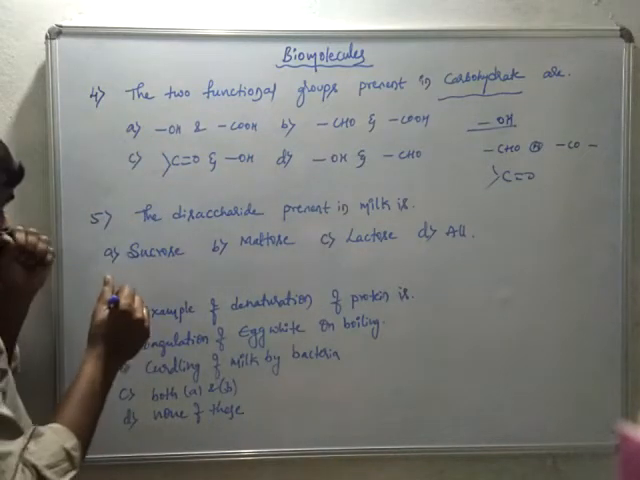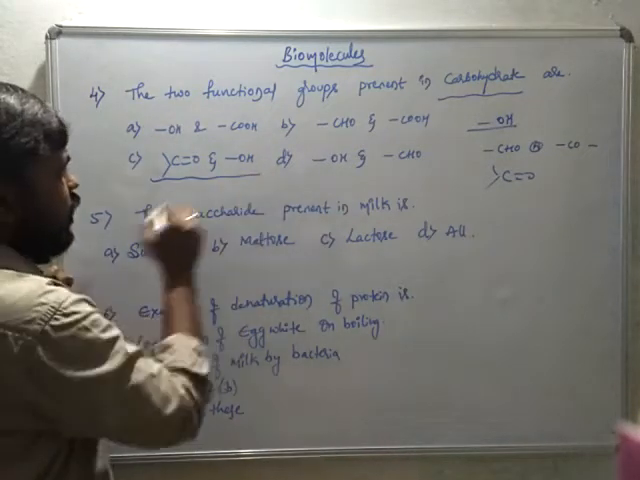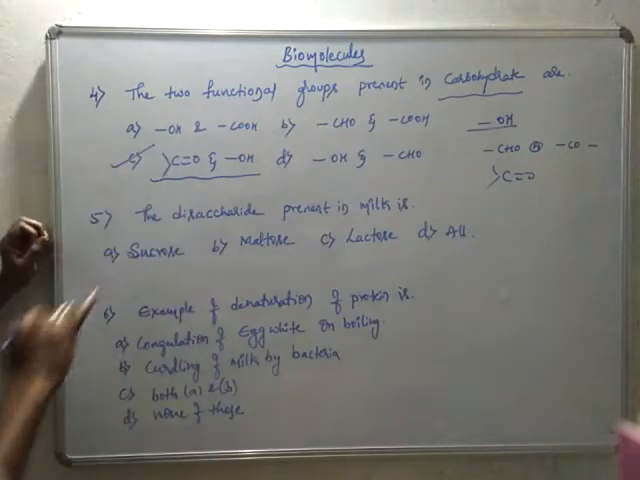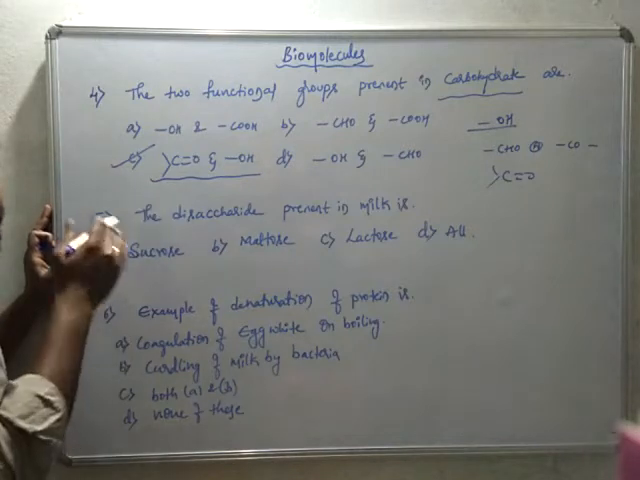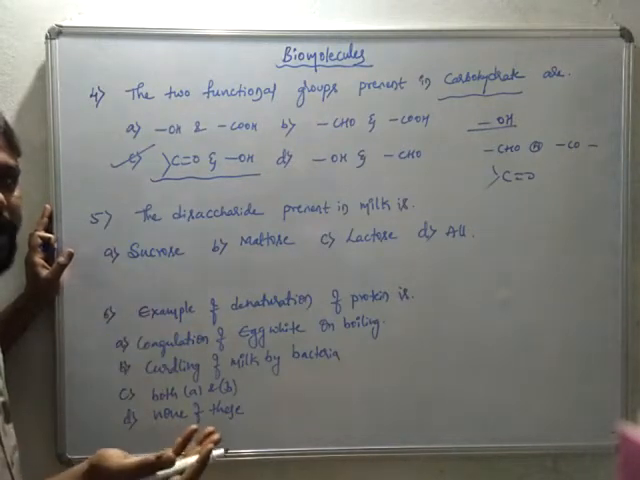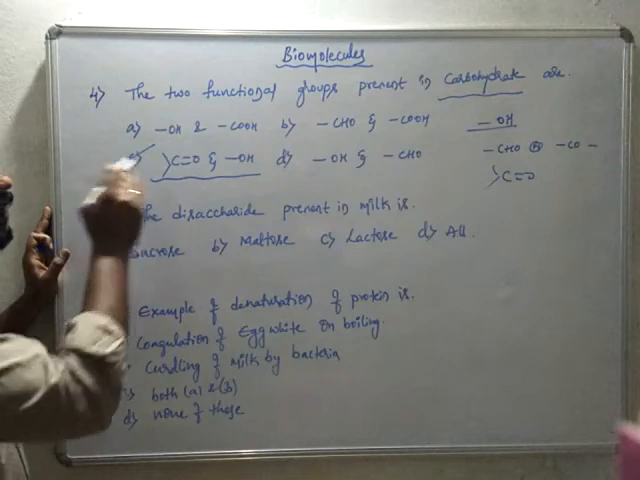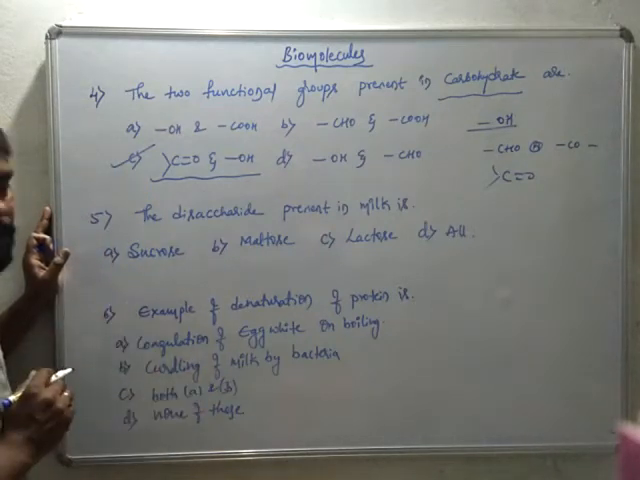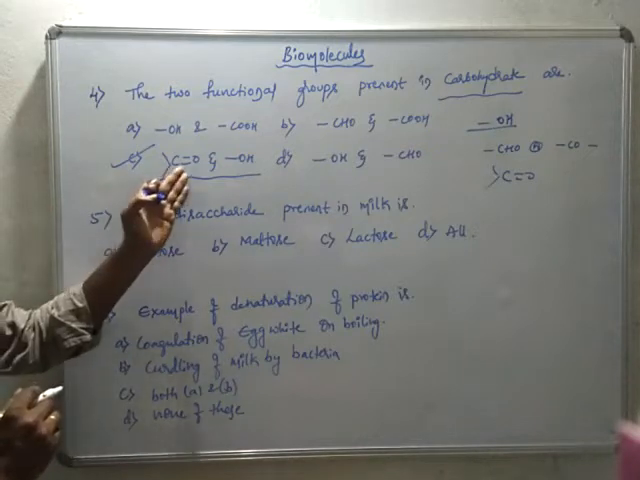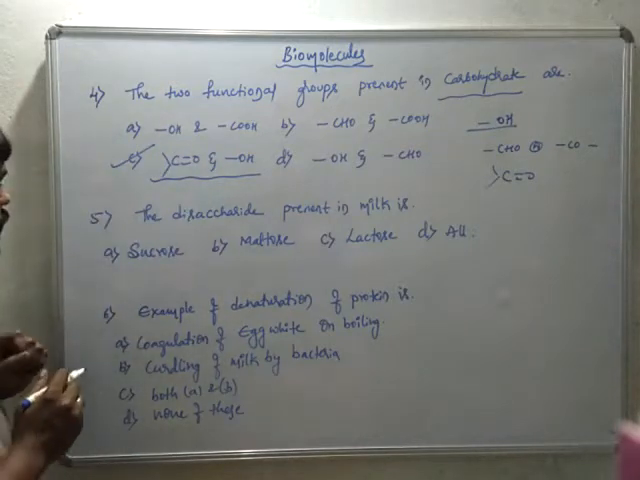So that's why the two functional groups present in a carbohydrate are both the carbonyl group as well as the OH group. The carbonyl group may be either an aldehyde, in which case we call that carbohydrate an aldose, or a ketone group, in which case we call it a ketose. So C double bond O and OH is the right answer here.